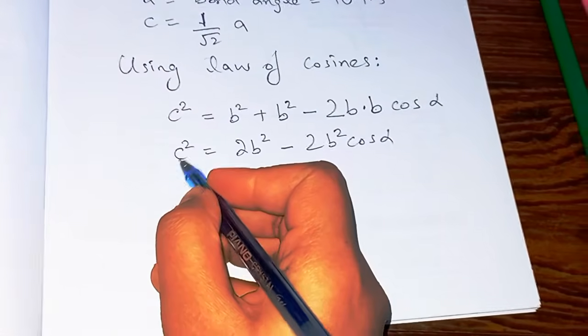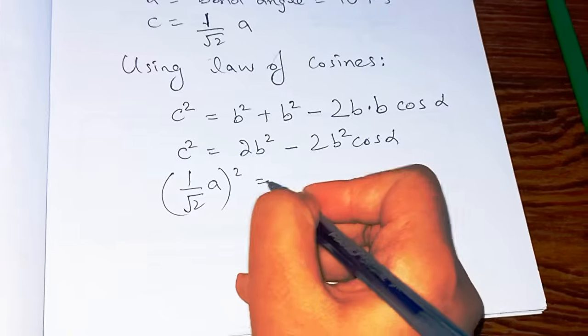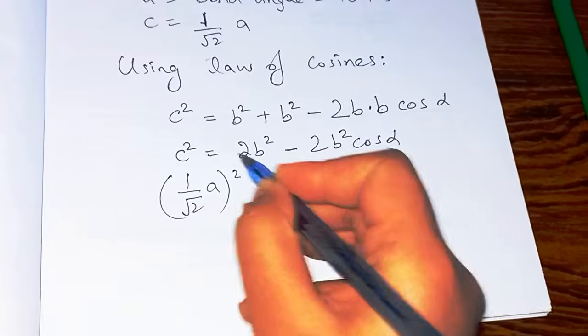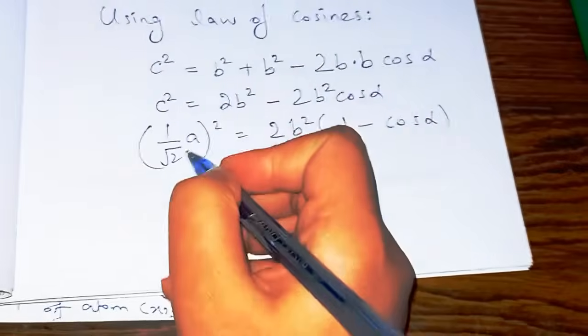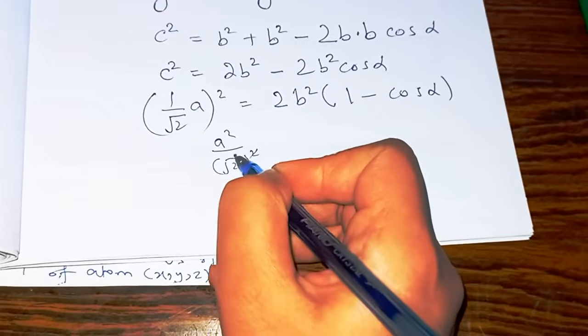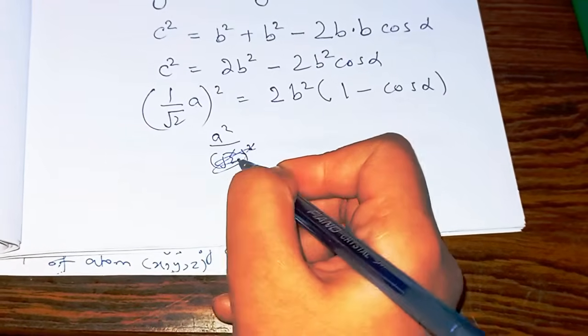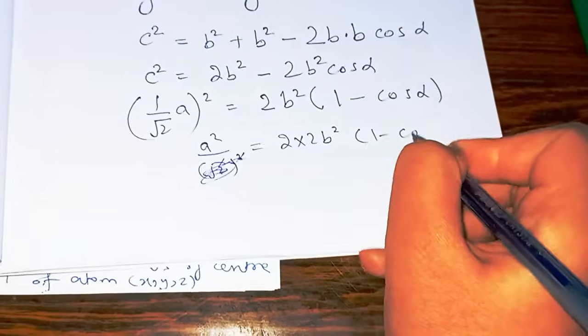We can put the value of C in here. C is 1 over under root 2, A whole square, 2B square. We can take 2B square common, so it's 1 minus cos alpha. Here it's A square divided by under root 2 whole square. 2 and under root cancel, it's 2 only, and we can take 2 to the other side, so it's 2B square, 1 minus cos alpha.